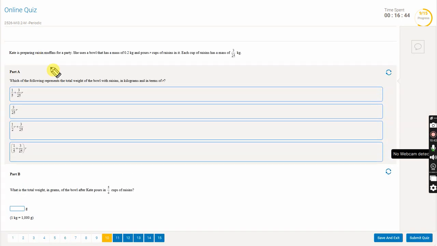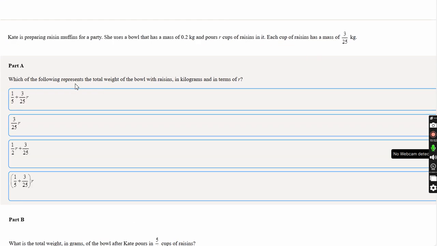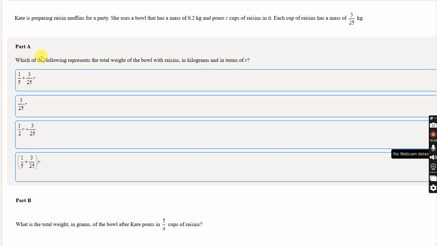Okay, here now. Kate is preparing raisin muffins for a party. She uses a bowl that has a mass of 0.2 kg and pours R cups of raisins in it. Each cup of raisins has a mass of 3 over 25 kgs. So what is the first question they're asking about? Which of the following represents the total weight of the bowl with raisins in kilograms in terms of R? So 1 over 5 plus 3 over 25 R, let's check.